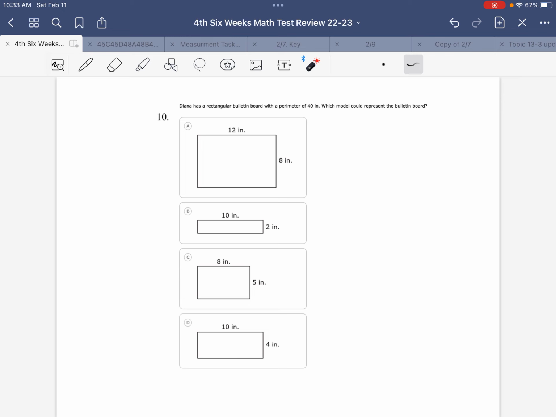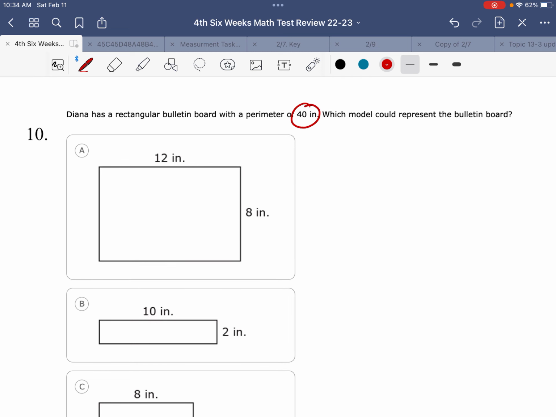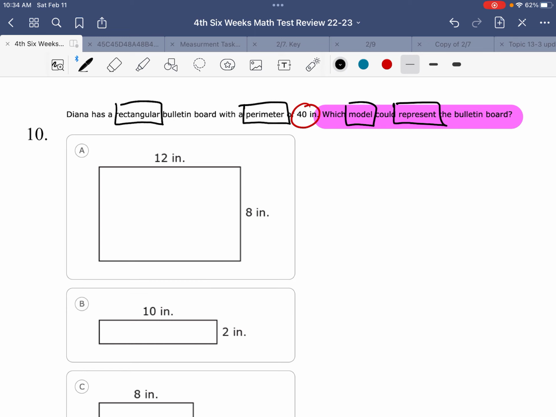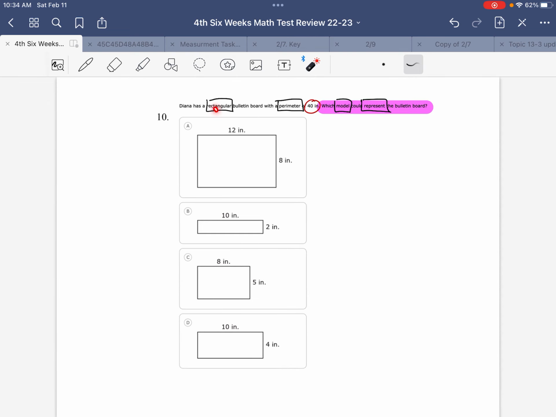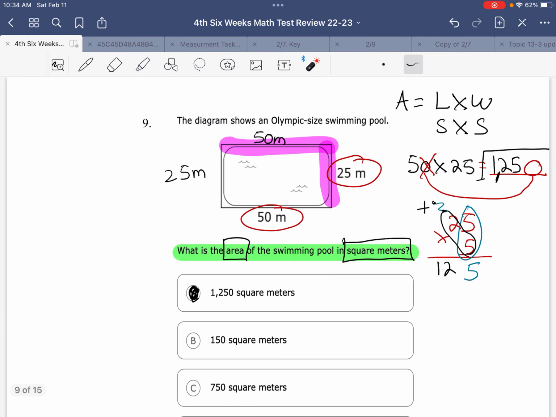Next one says Diana has a rectangle bulletin board with a perimeter of 40 inches. Which could represent the bulletin board? So again, I'm going to do my cubes. I have 40 inches. I'm going to underline my question, which model could represent the bulletin board? Box in my keywords, so model, represent, rectangular, and perimeter. Okay, so they already have everything drawn for me, so I don't gotta draw anything. And they want to have a perimeter of 40.